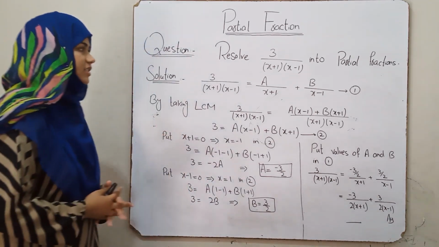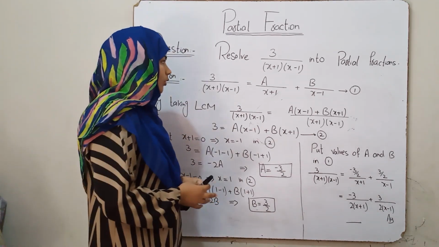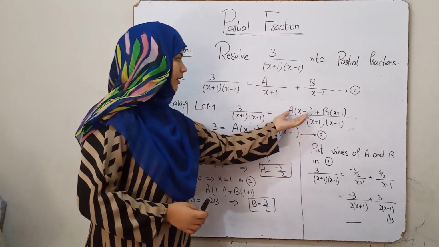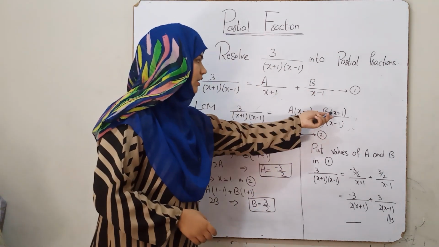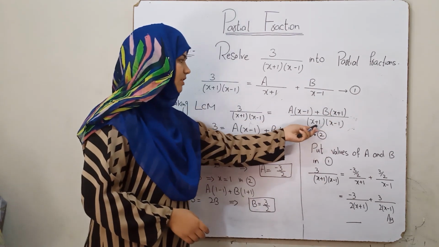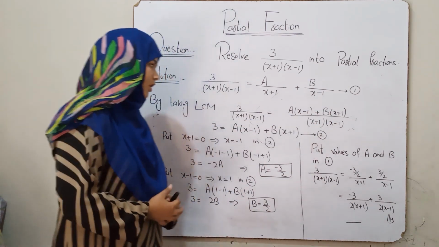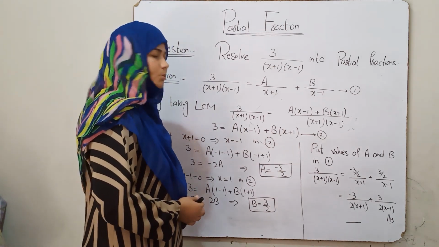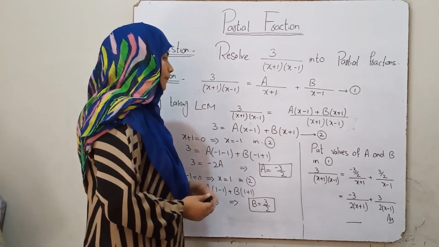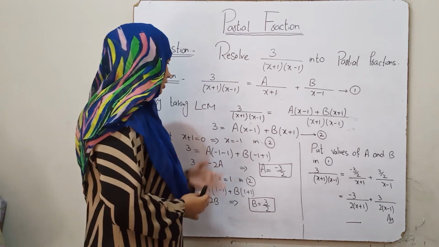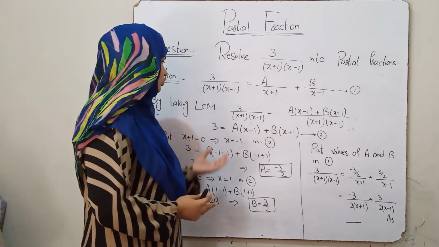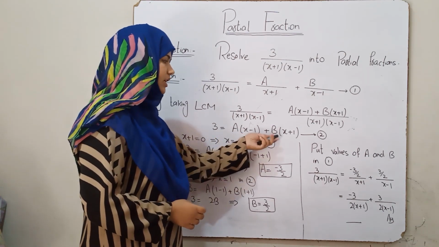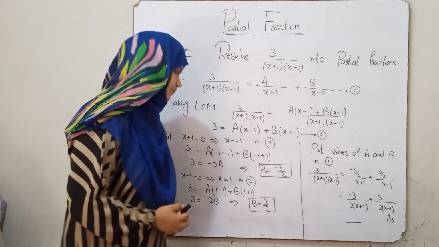Now by taking the LCM on the right hand side, we get 3 over x plus 1 into x minus 1 is equal to a into x minus 1 plus b into x plus 1 over x plus 1 into x minus 1. Here you can see that on left hand side and right hand side denominators are same, so both are cancelled out. So we obtain equation number 2, that is 3 is equal to a into x minus 1 plus b into x plus 1.